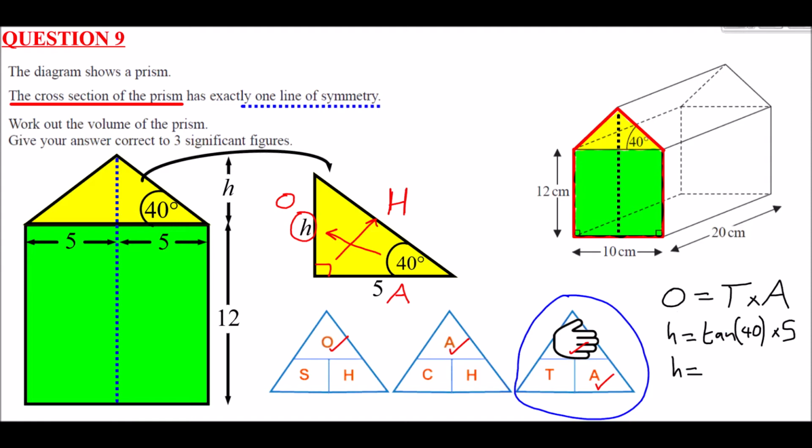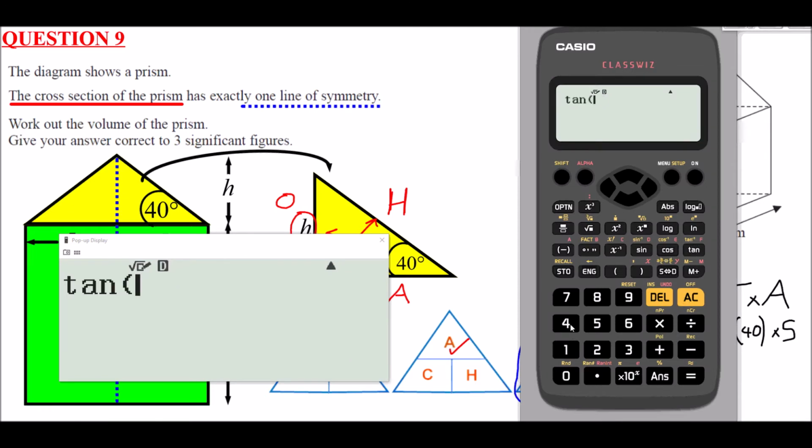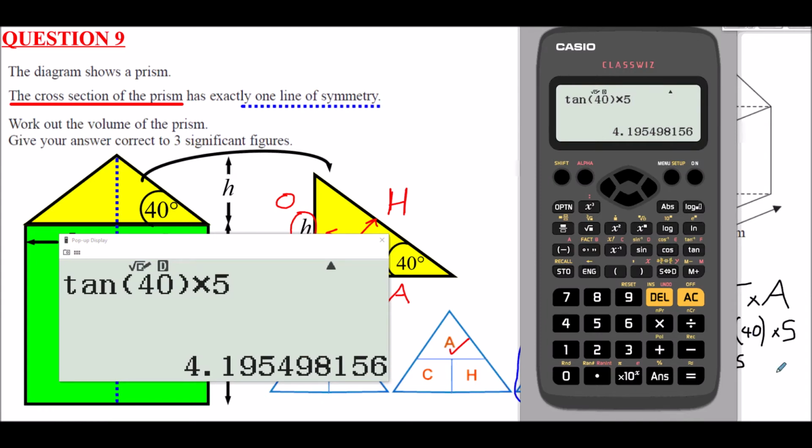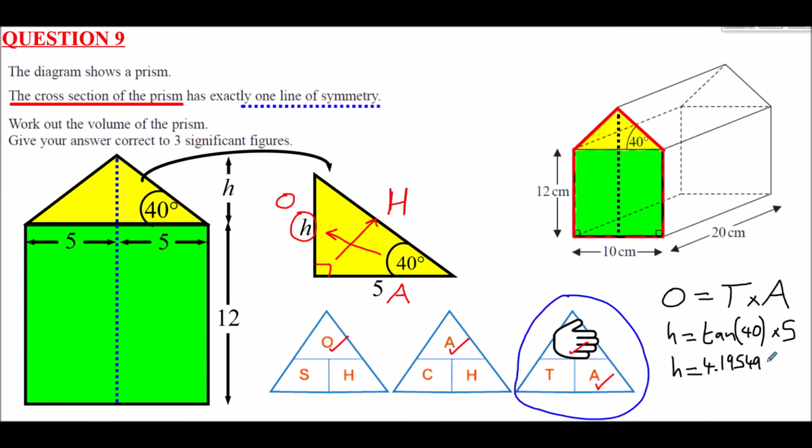So on the calculator, we're just going to do tan of 40, close brackets, very important that, multiplied by 5. You get 4.195498156. I'm going to write down all those numbers. That's not my final answer, so I don't want to round it quite yet. So I've got 4.195498156. So that's H.